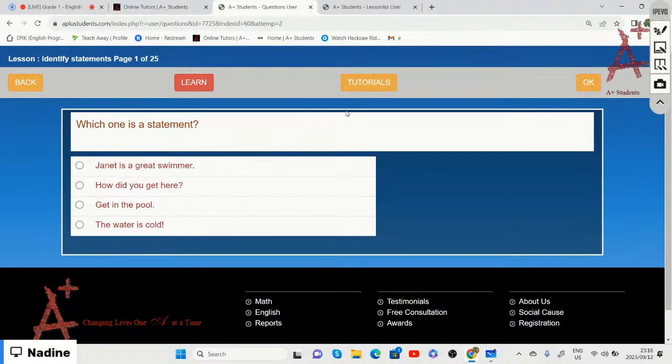All right, so if we look at the four different options, the first one is a statement. It is basically just telling us about something, that Janet is a great swimmer. The second one is a question, the third one is a command, and the fourth one is an exclamation.